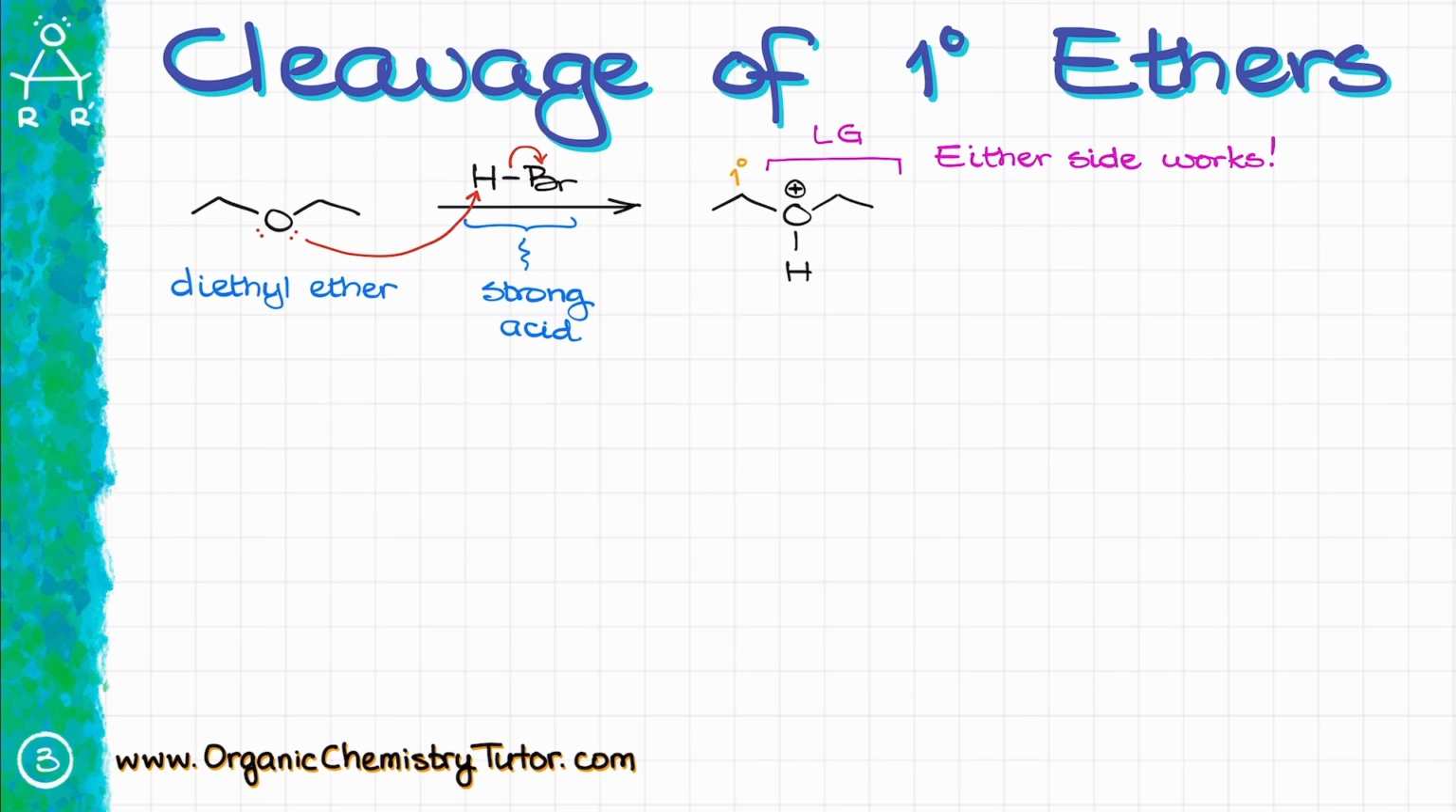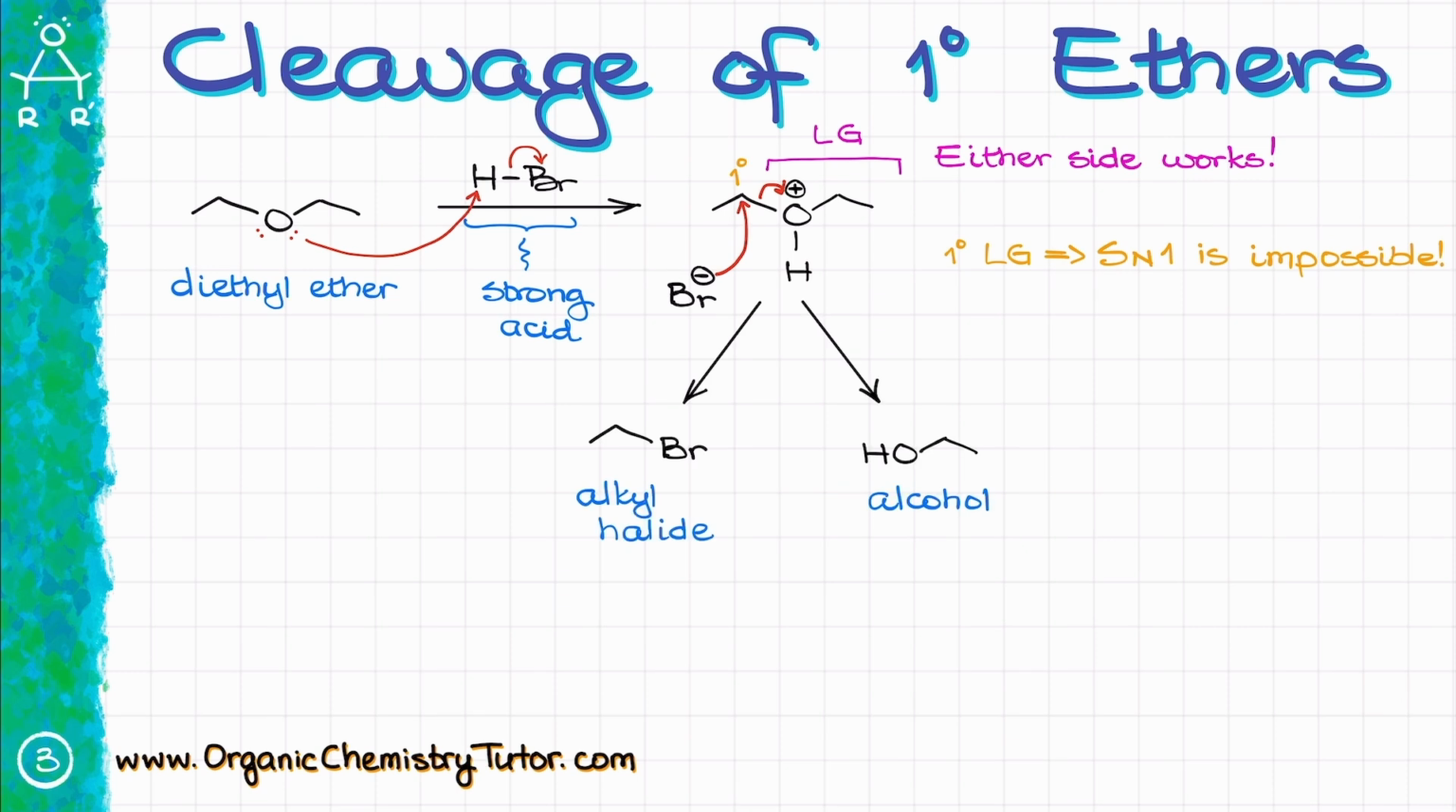Importantly, since this would be a primary leaving group, the SN1 pathway here is simply impossible despite the protic conditions. This means that we'll have to attack the carbon directly via the SN2 pathway. This gives us an alcohol and alkyl halide, but since the reaction is typically done in the excess of HX as an acid, those are not going to be our final products.